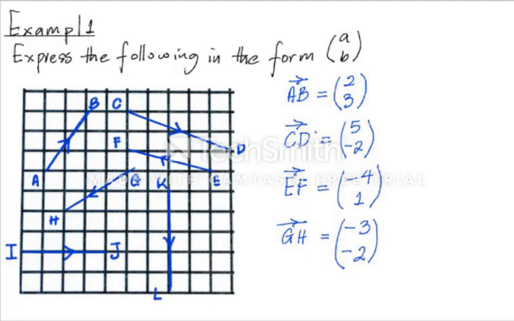Let's go for IJ, the vector IJ. In moving from I to J, I only move horizontally, and I move horizontally to the right 1, 2, 3, 4 units. So that 4 goes to the top. I didn't move vertically at all, so the vertical movement is 0.